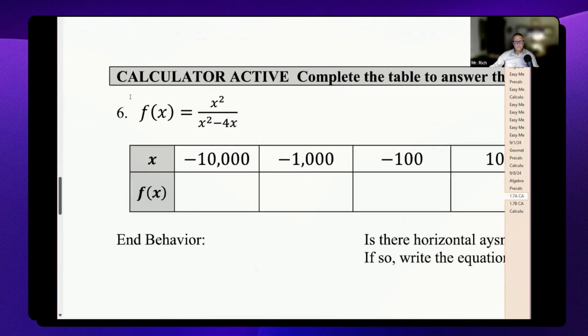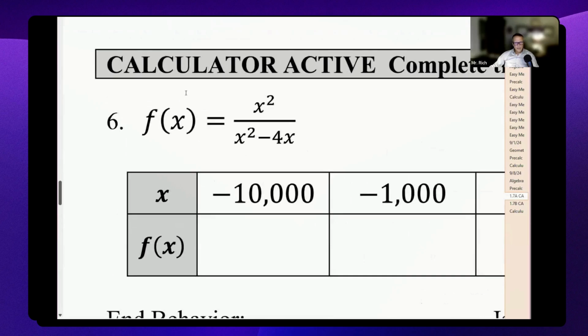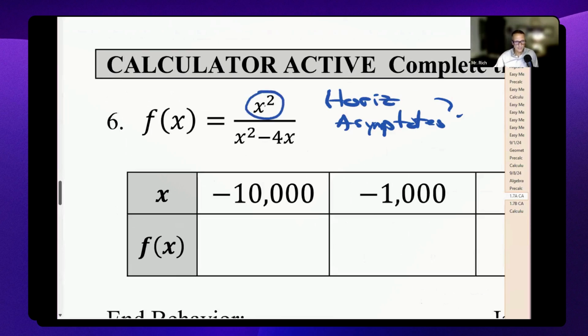The other thing that we're going to cover in 1.7 is the idea of what we call horizontal asymptotes. So when you look at this function back in Algebra 2, this was an Algebra 2 problem in about the third quarter. You're given a rational function and you have to determine, are there any horizontal asymptotes? And what we taught you in Algebra 2 was that if the highest degree on the top, in this case x to the second, is the same as the degree on the bottom, x to the second, you do have a horizontal asymptote.